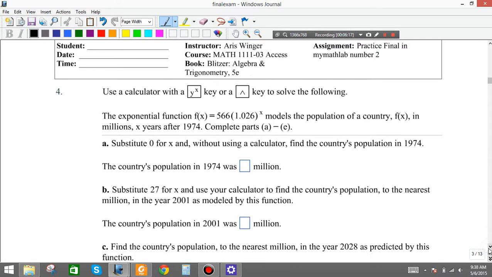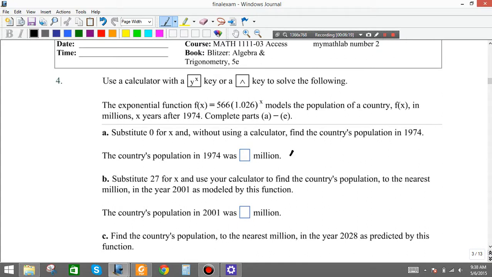Here's a calculator problem. 566 is the answer to A, and then now you're plugging in 27 into this function. 566 times 1.026 to the 27th.